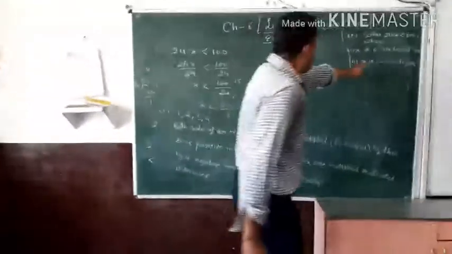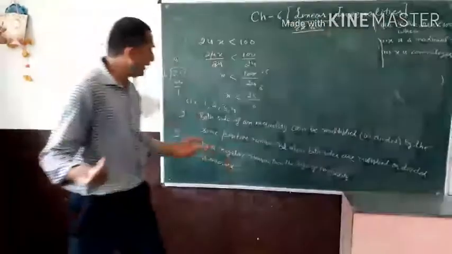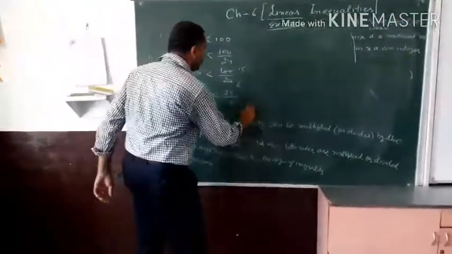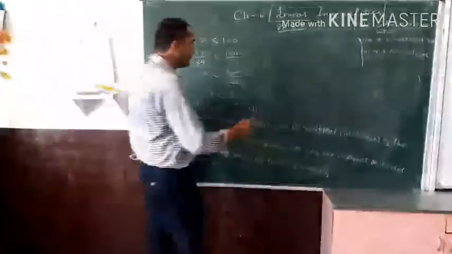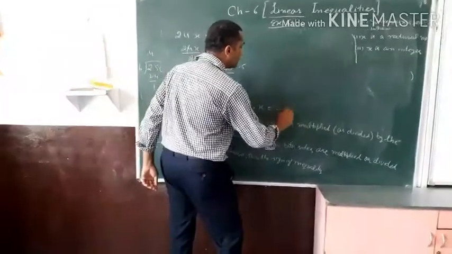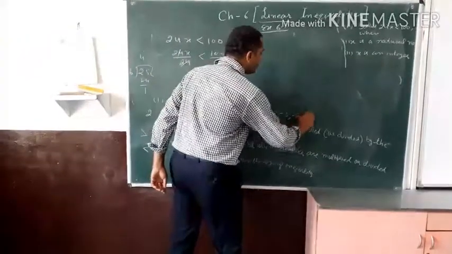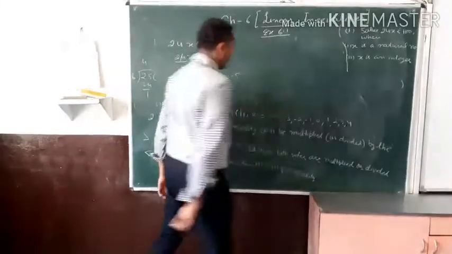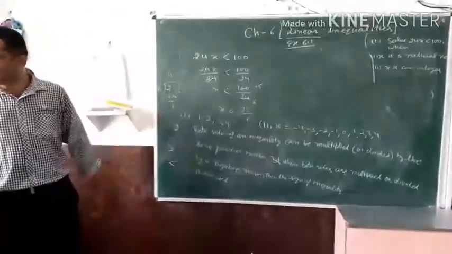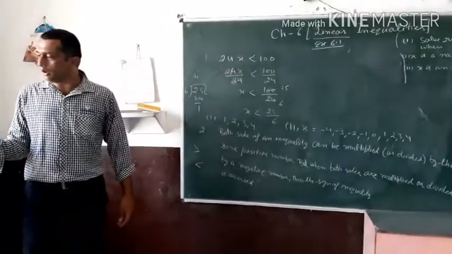Second is x is an integer, and you all know the definition of an integer. So less than 25 over 6, the integers will be x is equal to -4, -3, -2, -1, 0, 1, 2, 3, 4. So I think it should be clear to all of you.